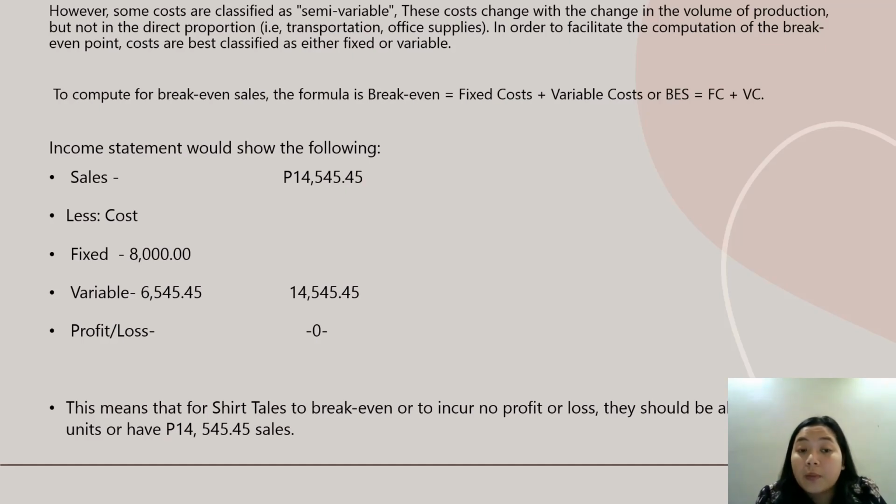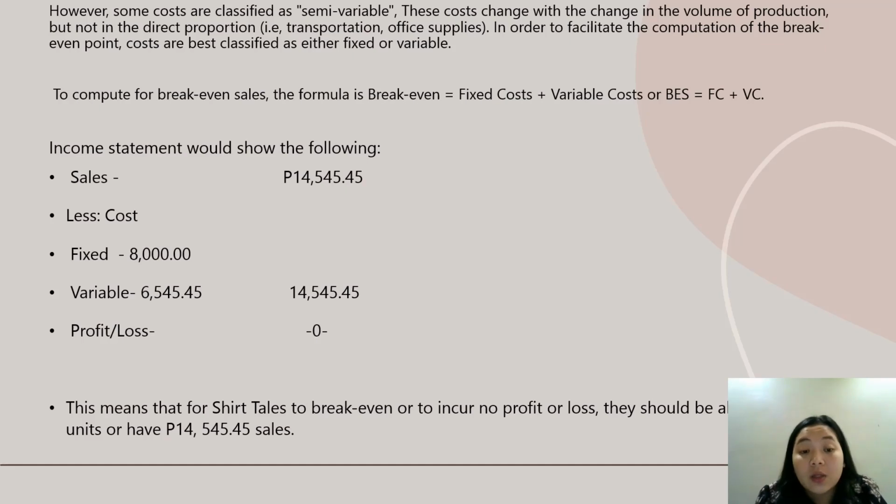To compute for break-even sales, the formula is break-even equals fixed cost plus variable cost, or BES equals FC plus VC. The income statement would show the following. Sales: 14,545.45. Less cost: fixed cost is 8,000, variable cost is 6,545.45. So profit or loss is 0.